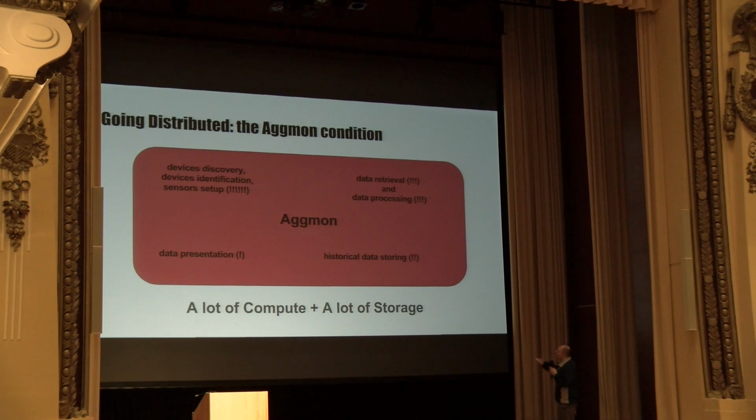Well, you have a centralized system that does pretty much everything, and exclamation marks show you how much processing power each and every one of the constituent parts of a network monitoring process took. And you can see device discovery and identification took the most. Data retrieval and processing took pretty much the same, but in a more distributed way. Data presentation and historical data storing, no workload at all.